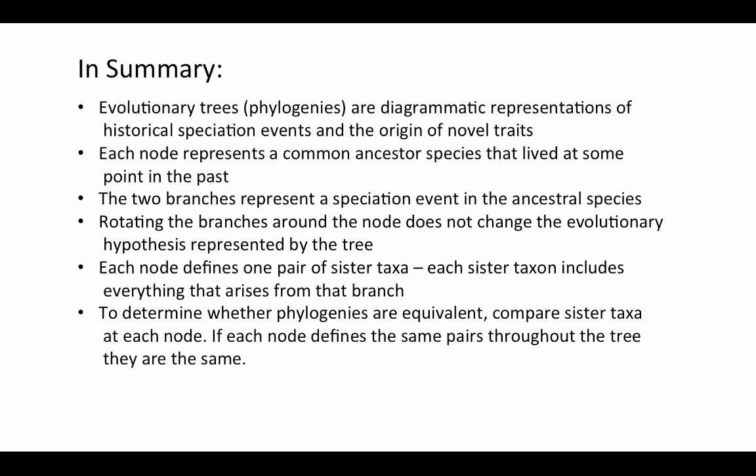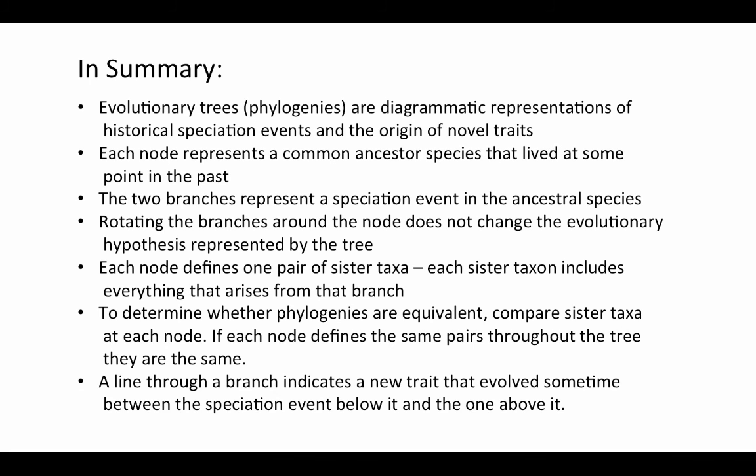And to determine whether phylogenies are equivalent, compare the sister taxa at each node through the tree. If each node defines the same pairs throughout the entire tree, the two trees are representing the same evolutionary hypothesis. A line through a branch indicates a new trait that evolved sometime between the speciation event below it and the one above it. So that localizes these evolutionary events at a particular point in time.